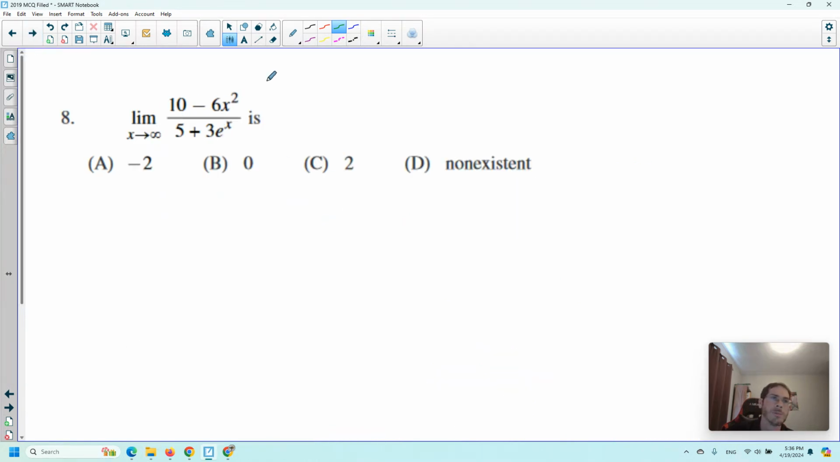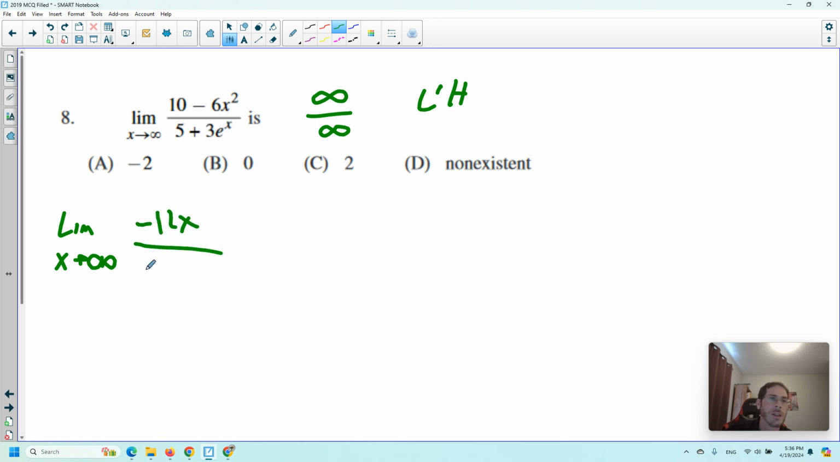But we're going to check out number 8. We've got to find the limit as x approaches infinity of this function. If we try plugging it in, we see we're going to get infinity over infinity. So this is an L'Hopital question. So if we try to L'Hopital it, again, I'm going to be super precise and write this just because we forgot it on the free response. It is multiple choice, so you can be a little bit lazy. But derivative of the top is negative 12x. Derivative of the bottom is 3e to the x. Because again, derivative of e to the x would be e to the x.